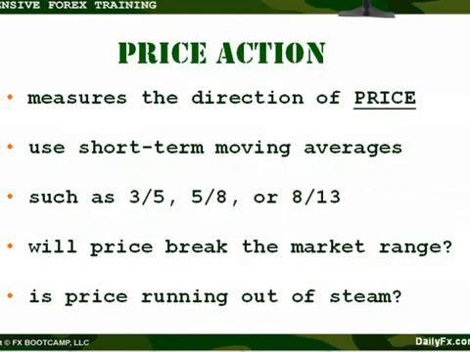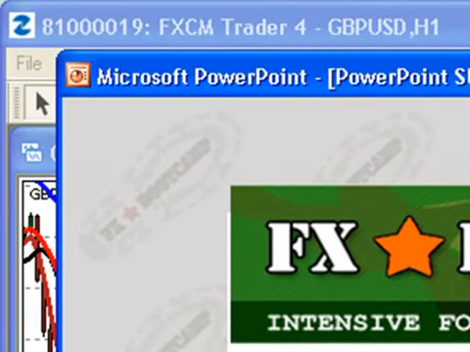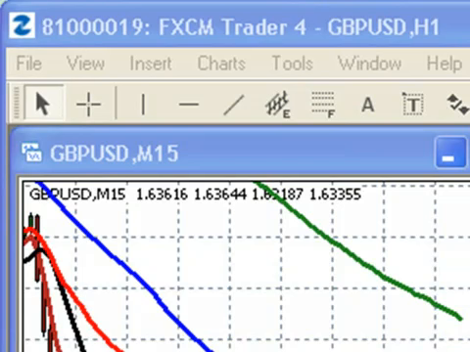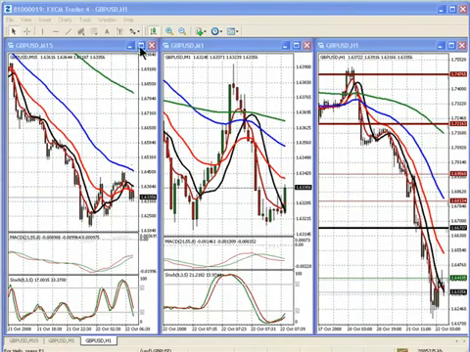Okay, so let's go to the live charts. Yeah, baby, let's go to the live charts. What you're looking at here is the pound dollar. This is live. You're looking at the MT4 charts provided by FXCM. You know, the prices are moving. This is the real deal. This is happening right now.